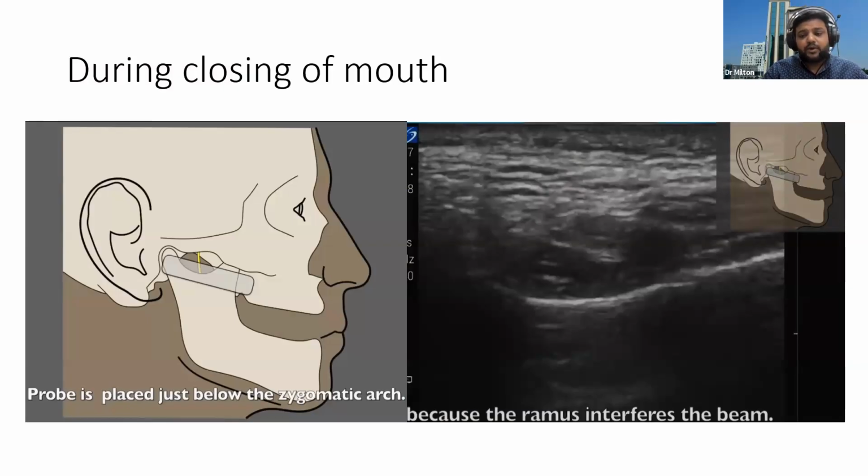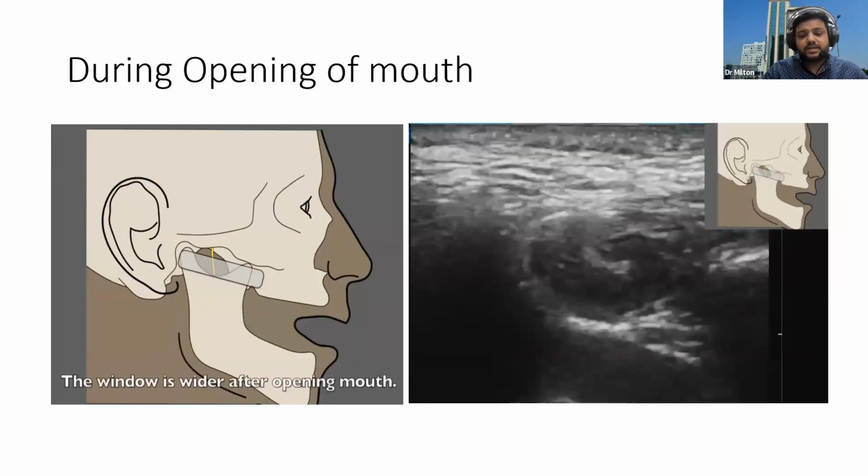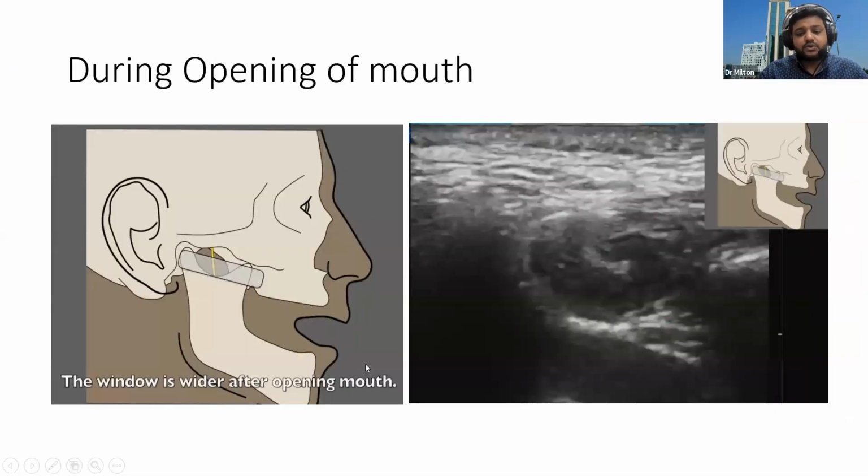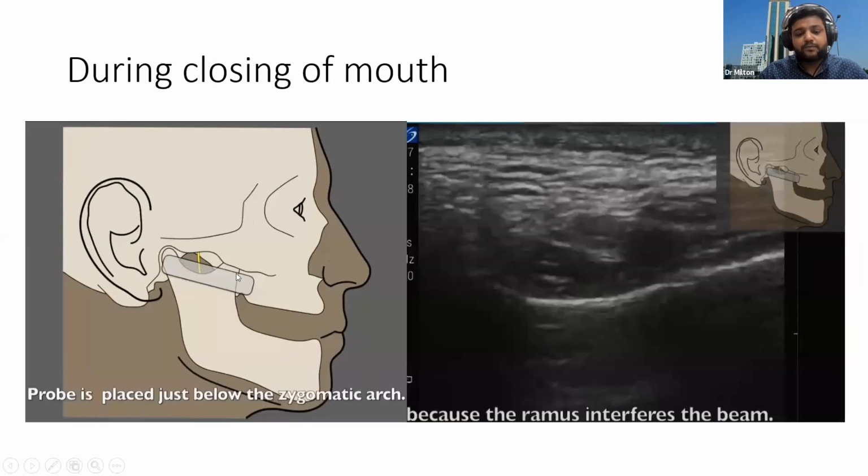So how can we identify these things? First we need to see the pterygomandibular space. How can we see it? We should place the probe over the arch and see touching the two: one is the condyle, another is the coronoid. So you can see the very narrow space.